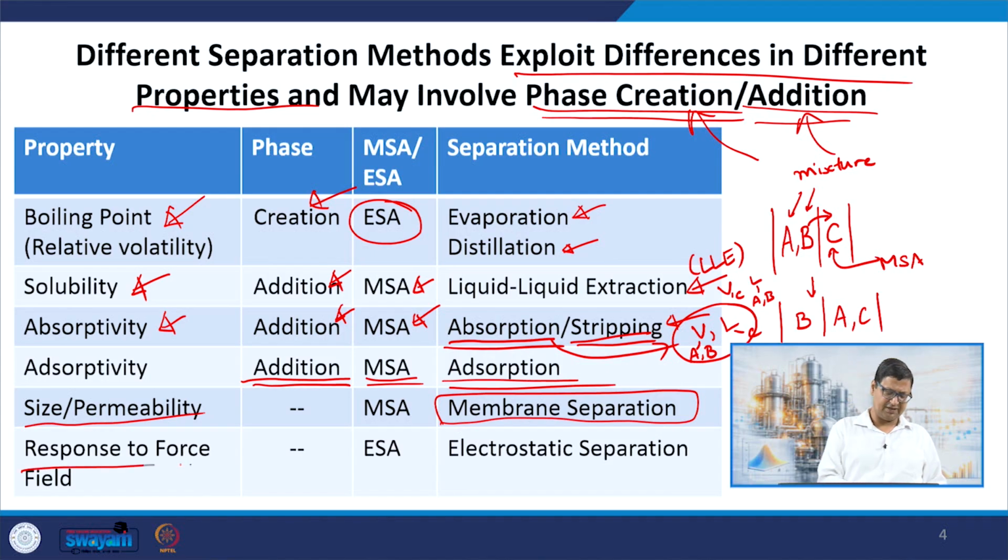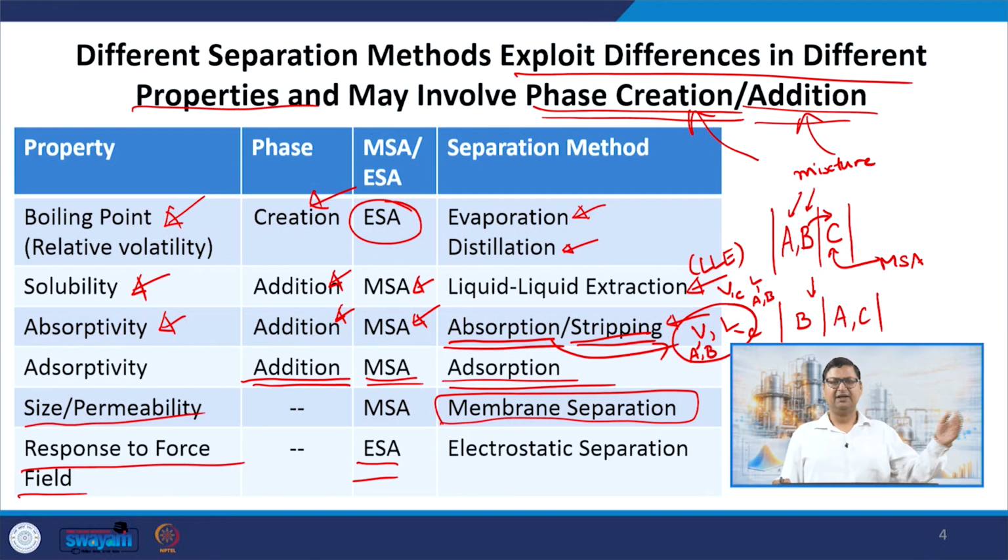Or we can also separate in response to some electric field. There we are using some kind of an ESA. Let us say I am using an electric field to separate two components of the mixture, where the component which is relatively more charged gets separated using that electric field. We can also think about separation by using gravity or centrifugal force and things like that, where the separation is purely driven by a force field. It is an external agency and there is no phase addition or creation required as such in the last two cases which we discussed.